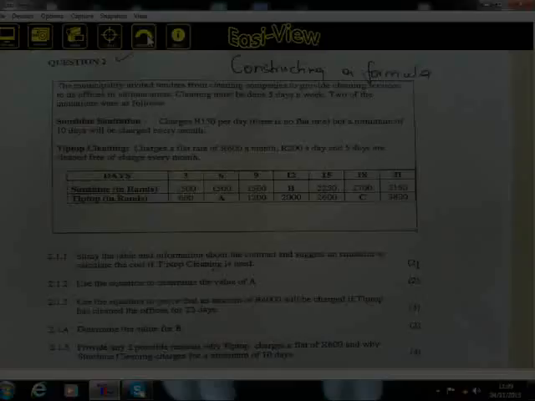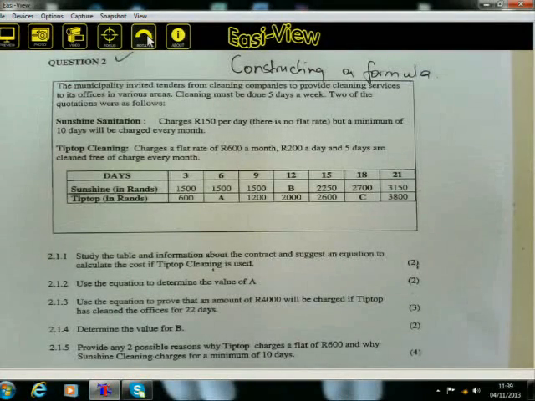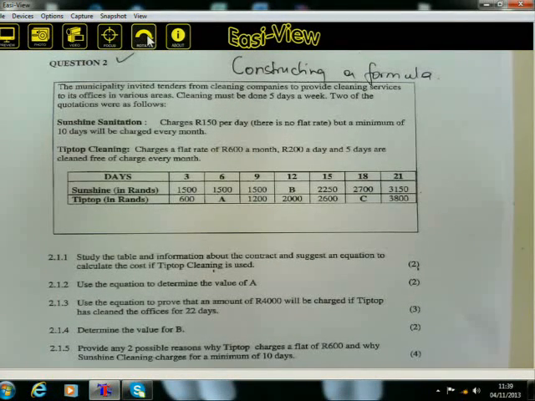The information given to us is saying the municipality invited tenders from cleaning companies to provide cleaning services to its offices in various areas. Cleaning must be done 5 days a week. Two of the quotations were as follows.